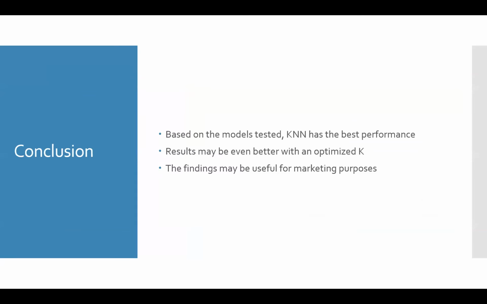And to conclude, based on the models I compared, KNN had the best performance, maybe not in terms of speed, but in terms of accuracy. In the future, the results could be even better if the K was optimized. Actually, I tried it with K equals 20 and 21, and those fluctuated. The first time I got 94%, then I got 95%, both of which are better than the 92% that I got with K equals 10.